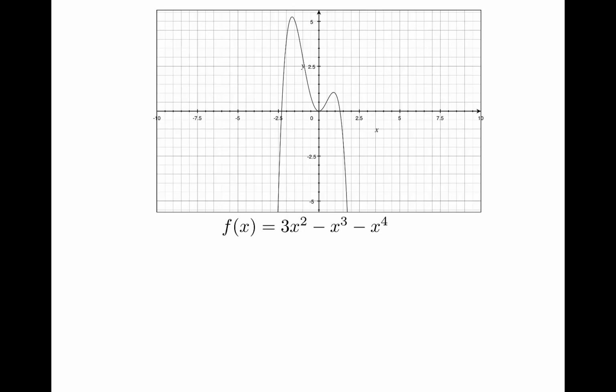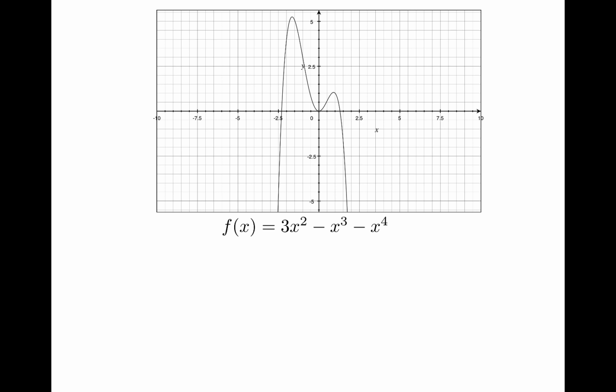So let's see another example. Let's say we have a function f(x) which is defined as 3x² − x³ − x⁴, and this function is plotted here in this diagram. Your x-axis gives the values of x, and your y-axis is the values of f(x). You can see this function has two local maxima, but one global maxima.